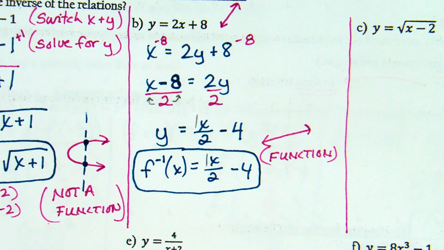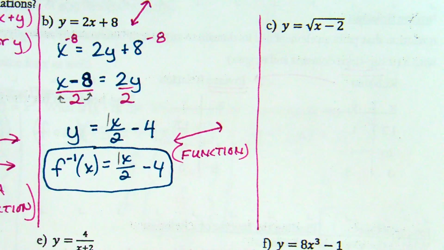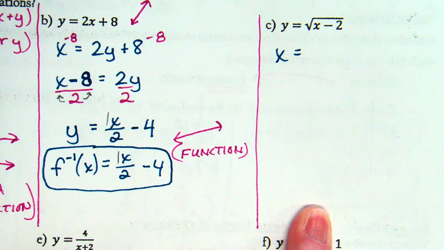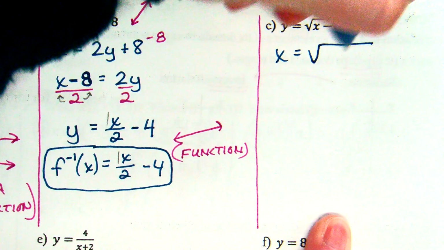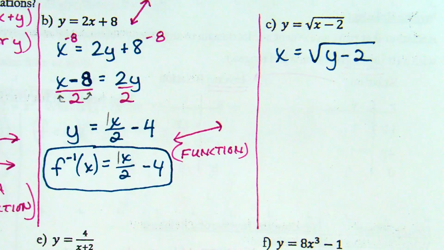Y is under a square root. What am I going to do? How do you get rid of a square root? You raise it to the power of 2. If we raise the right side to the power of 2, we've got to raise the left side to the power of 2. So what is x raised to the power of 2? x squared.